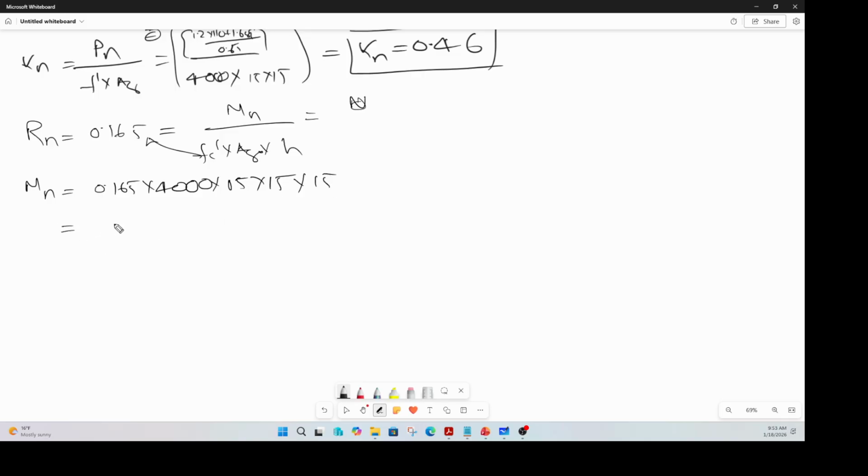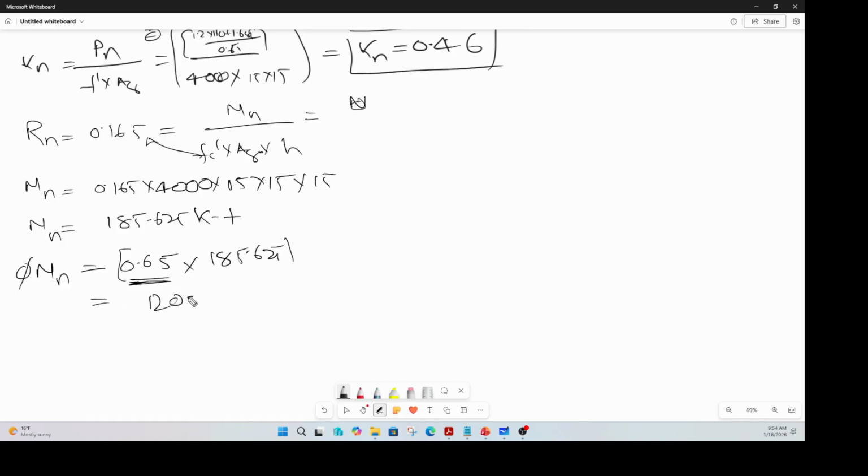You calculate that, and it comes out to be 185.625 kip-feet. That is your Mn. Phi Mn is what has been asked. So phi is 0.65 still. It's not 0.9 or anything. This is the most important thing. You'll have an answer in the exam which is 0.9 times 185.625, but you have to use 0.65 times 185.625. So that turns out to be 120.656. Phi Mn is that much.